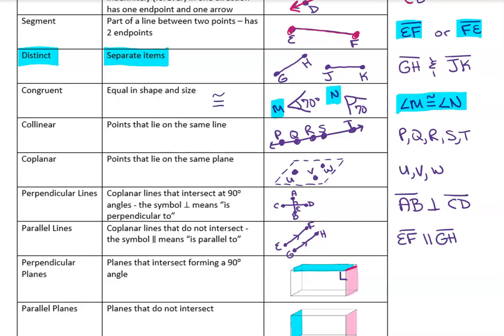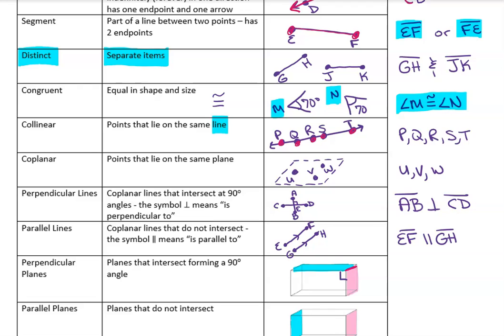Okay, collinear, those are points that lie on the same line. The keyword there is line. So all these dots, P, Q, R, S, T, they all fall on the same line, so they're all collinear.